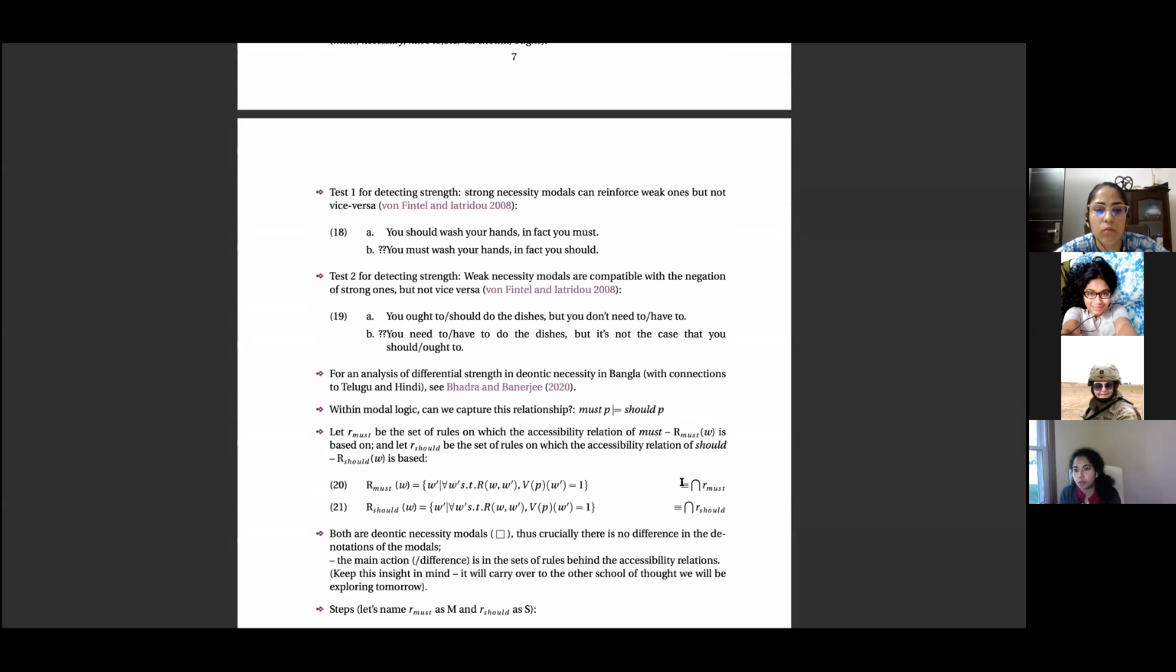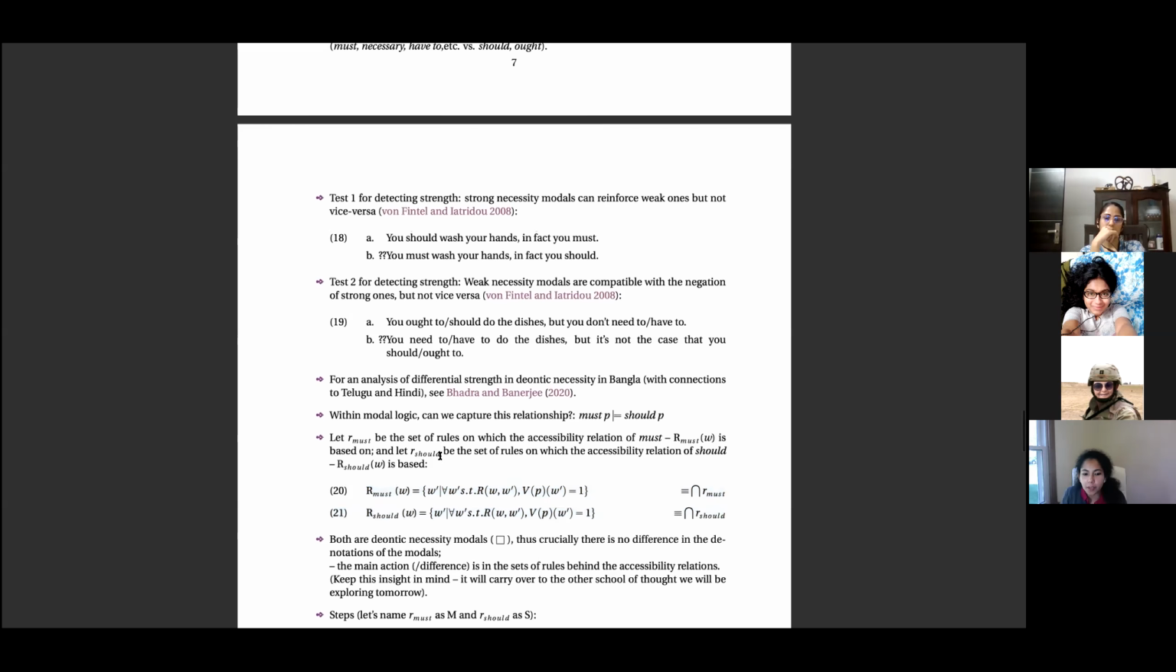Let's say we are dealing with both deontic necessity modals, not bringing in epistemics here, because both of these can have epistemic readings. Remember, your little r gives you the set of rules in a world. So let little r must be the set of rules on which the accessibility relation of this big R is based, given a world. And the same for should. So we can write it this way: R must and R should can both be written exactly the same way.